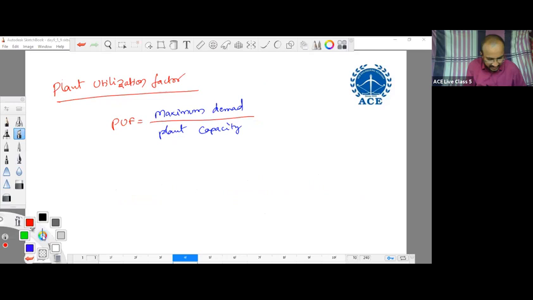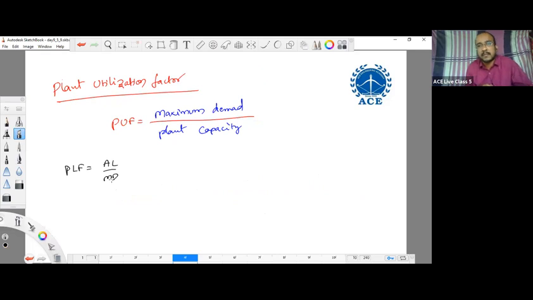Now we have defined plant load factor. Plant load factor is nothing but average load by maximum demand. It is the ratio of average load by maximum demand. And plant capacity factor is nothing but average load by installed capacity. And the plant utilization factor, PUF, how do you calculate? Maximum demand by plant capacity, or you can also say installed capacity.